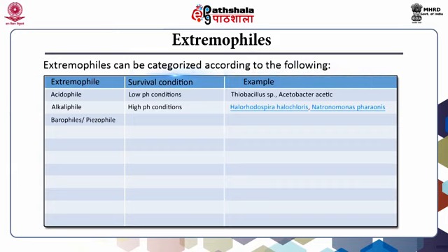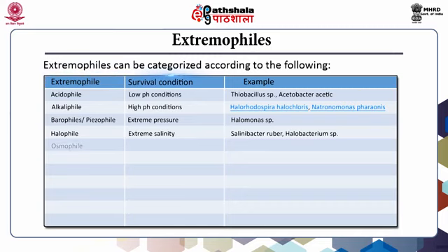Third is barophile or piezophile. These are the microbes growing under extreme pressure. Example, Halomonas species. Now coming to halophiles. These are the extremophiles able to survive under extreme salinity. Examples: Salinibacter ruber and Halobacterium species.